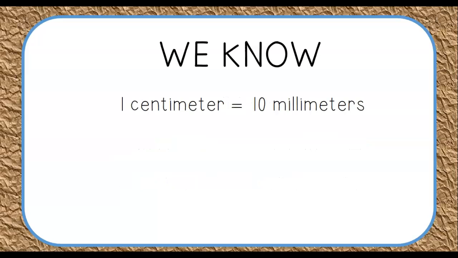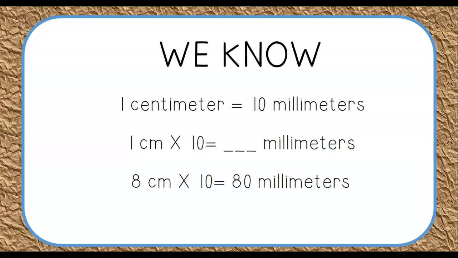Finally, we also know that 1 centimeter has 10 millimeters in it. That's all those little bitty lines in a centimeter. So if we have 1 centimeter times 10 will give us the number of millimeters. So no matter how many centimeters we have, multiply it by 10 gives me millimeters. So if we have 8 centimeters times 10 is 80 millimeters.